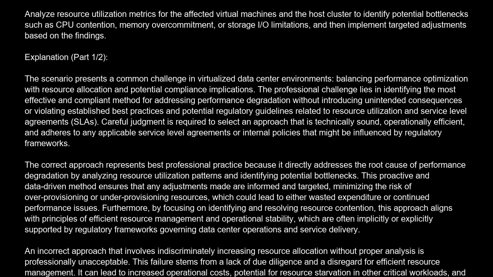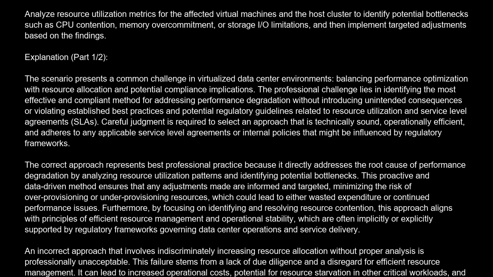Analyze resource utilization metrics for the affected virtual machines and the host cluster to identify potential bottlenecks such as CPU contention, memory overcommitment, or storage I/O limitations, and then implement targeted adjustments based on the findings. Explanation. The scenario presents a common challenge in virtualized data center environments: balancing performance optimization with resource allocation and potential compliance implications.